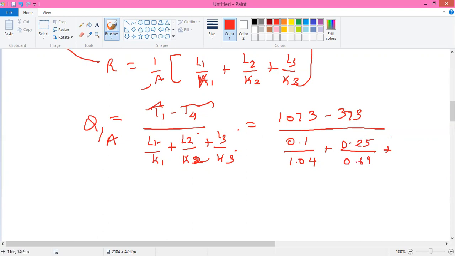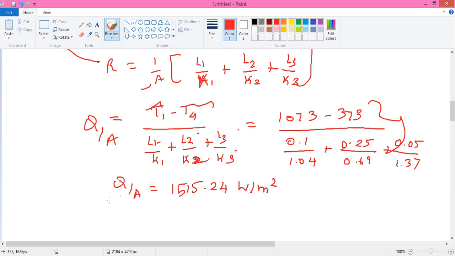Then the concrete wall, that is 0.05 divided by its thermal conductivity, 1.37. So you solve the equation and finally find the heat transfer rate per unit area, that is 1515.24 watt per meter square. This is the first value: we found the heat transfer rate per unit area.